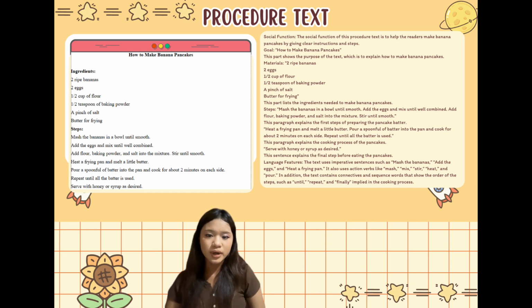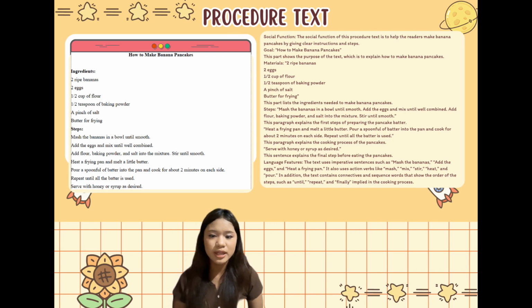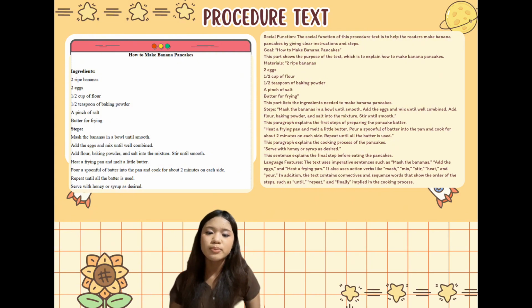In the steps part, the writer explained, mash the bananas in a bowl until smooth. Add the eggs and mix until well combined. These paragraphs explain the first steps of preparing the pancake batter. The next paragraph says heat a frying pan and melt a little butter. These paragraphs explain the cooking process of the pancake.